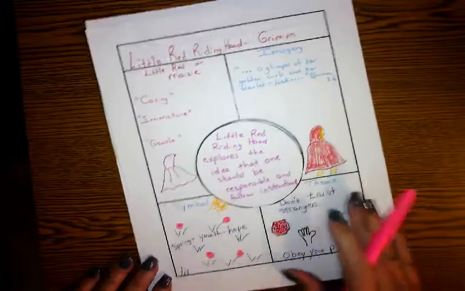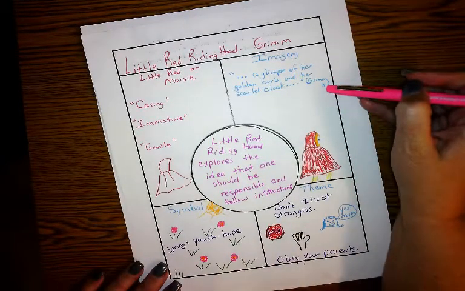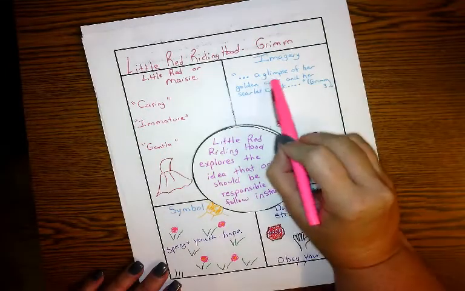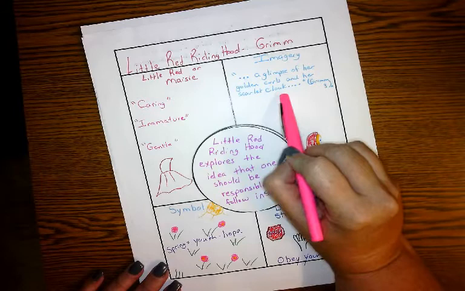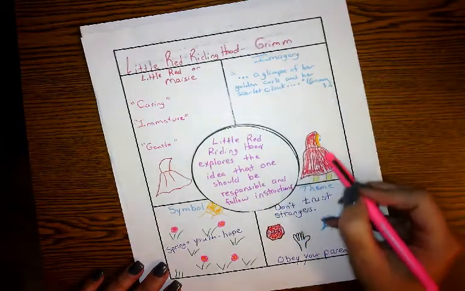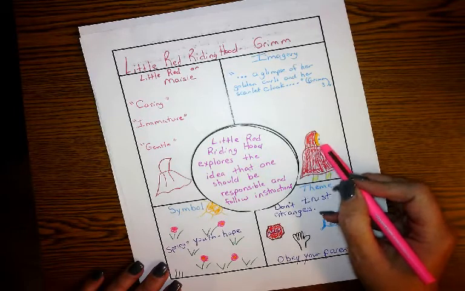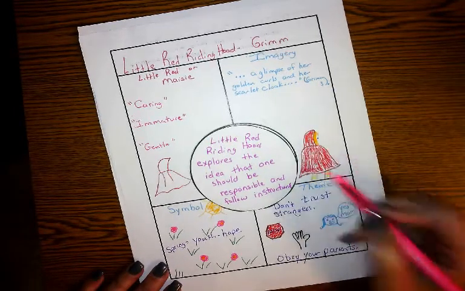For imagery, I chose this quote from paragraph 3: a glimpse of her golden curls and her scarlet cloak. See, that would be imagery. That would be seeing imagery. And then I drew a picture of her with her scarlet cloak and her little yellow hair and everything.